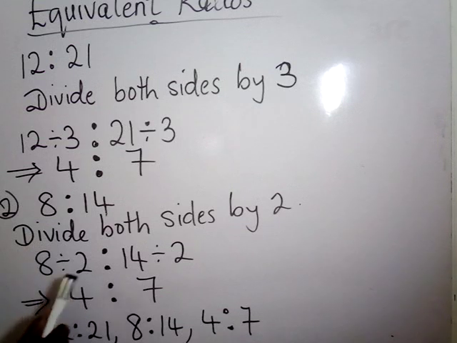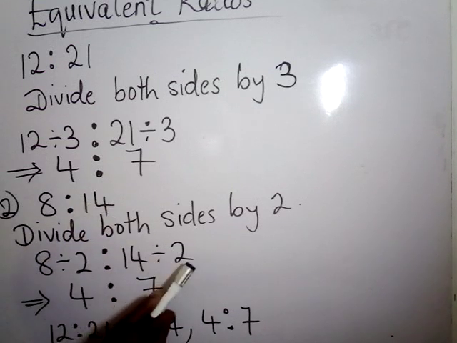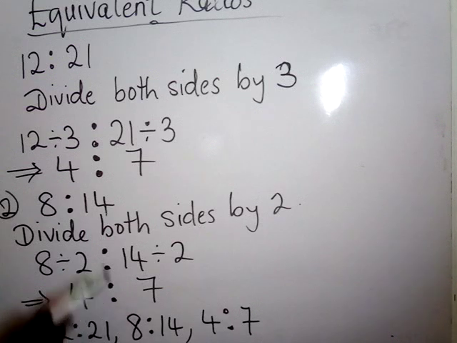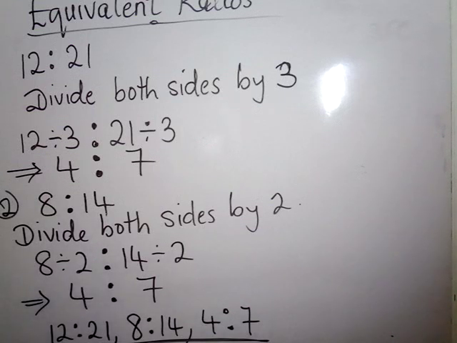So 8 divided by 2 gives us 4, and 14 divided by 2 gives us 7. Again, you see we are coming back to ratio 4 to 7. So if you compare the first results we got when we used multiplication to obtain equivalent ratios, you will see that we are having exactly the same numbers, the same ratios. So that means that ratio 12 to 21 is the same thing as ratio 8 to 14, and it's the same thing as ratio 4 to 7. So these ratios are called equivalent ratios because they have equal values.